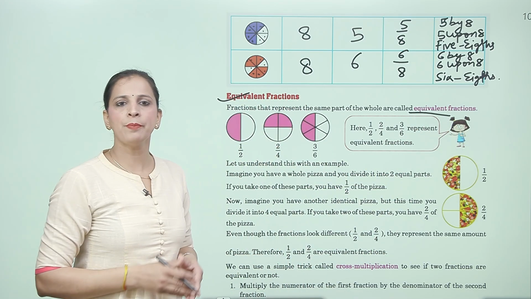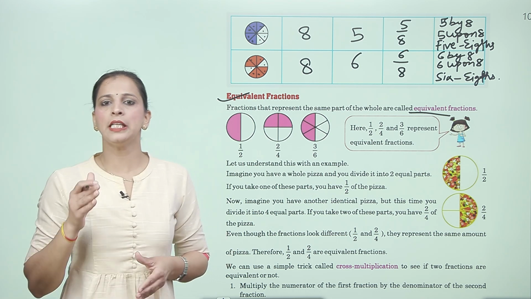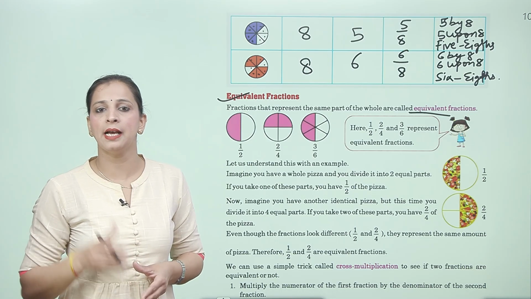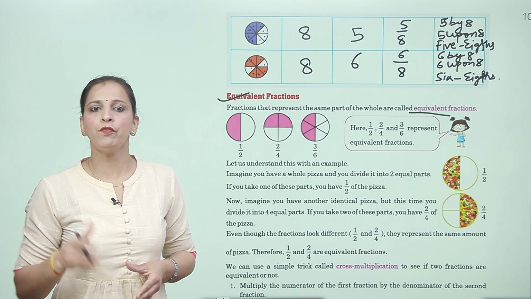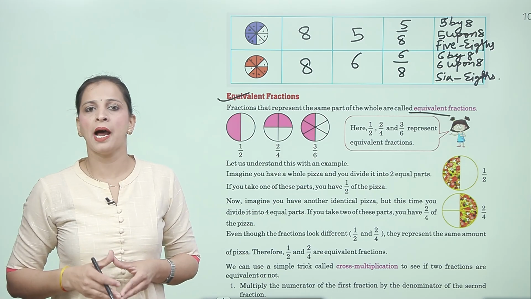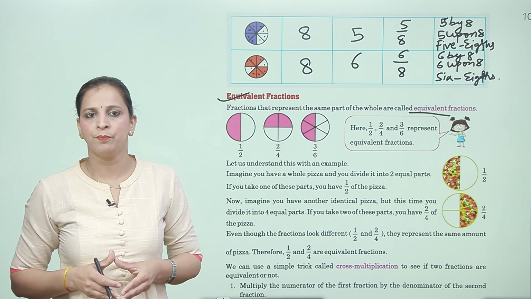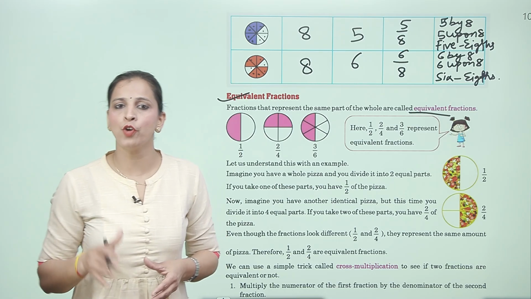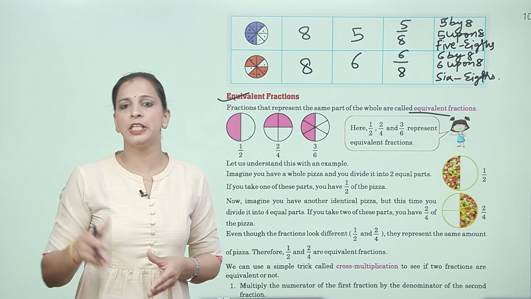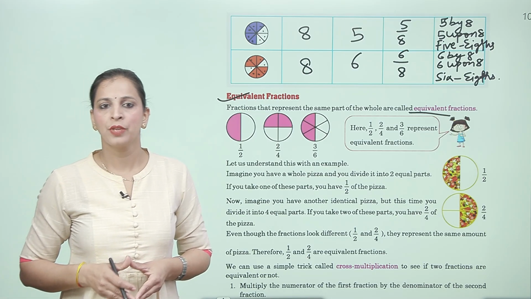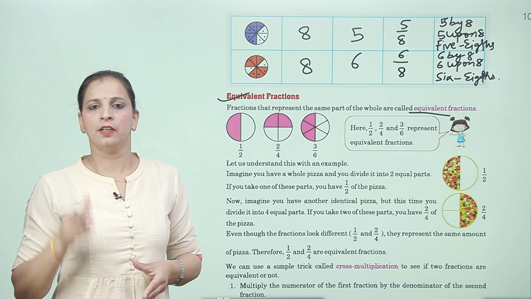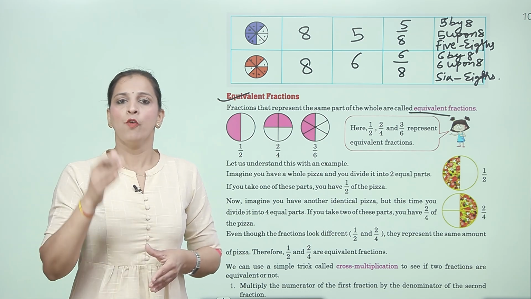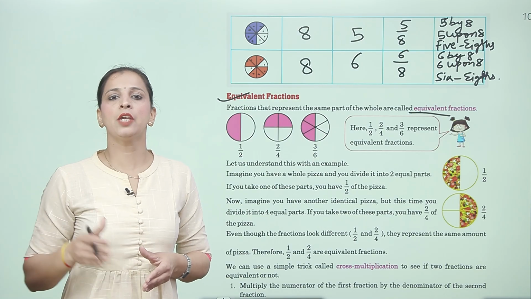Now here 1 by 2, 2 by 4, 3 by 6 represent equivalent fractions. Let us understand this with an example. Imagine you have a whole pizza and you divide it into two equal parts. If you take one of these parts, you have half of the pizza. Now imagine you have another identical pizza, but this time you divide it into 4 equal parts. If you take two of these parts, you have 2 by 4 of the pizza. Even though the fractions look different, 1 by 2 and 2 by 4 represent the same amount of pizza. Therefore 1 by 2 and 2 by 4 are equivalent fractions.